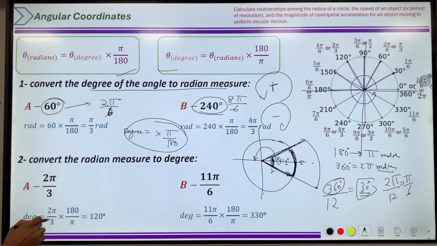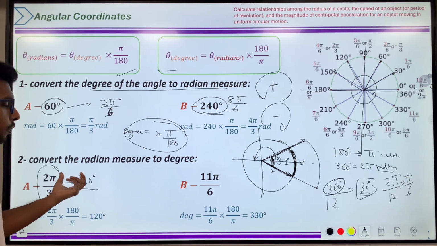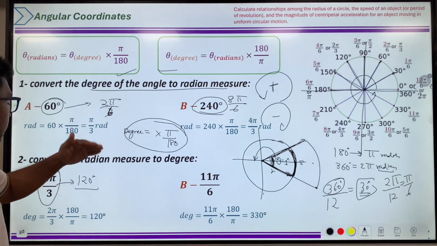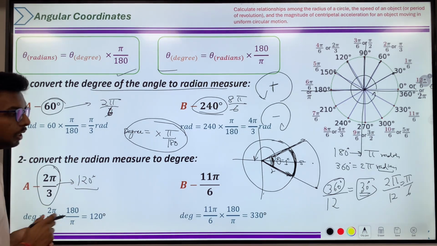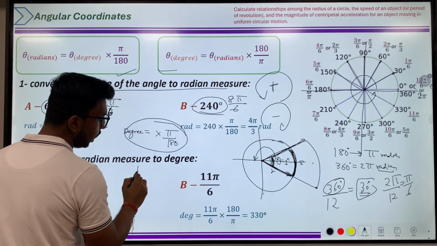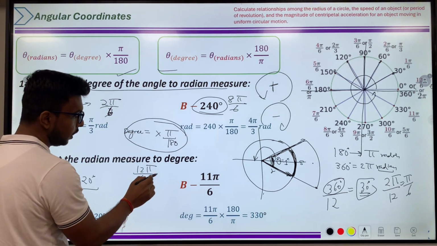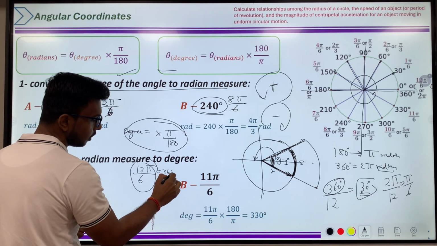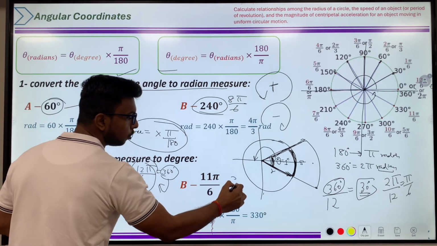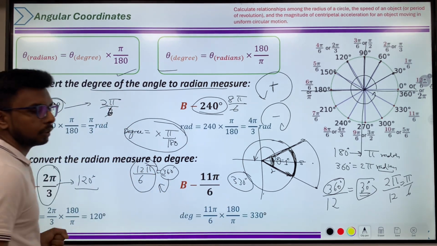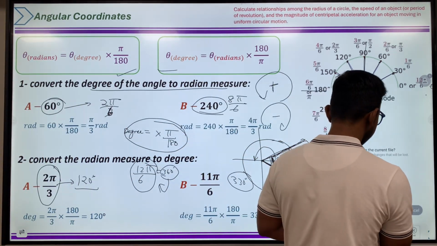Convert the radian measure to degrees. 2 pi by 3 is 120 degrees. Why am I able to do it fast enough? Because I have understood that pi by 3 is 60, and if you are doing it 2 times, it is 120 degrees. 11 pi by 6. So 12 pi by 6 is 360 degrees. I am just giving you a logical answer. You can always solve it with the formula. 12 pi by 6 is 360 degrees, and it is 11 pi by 6, so that means 30 degrees less. So that comes out to be 330 degrees. Okay, this is how you convert degrees and radians to each other.